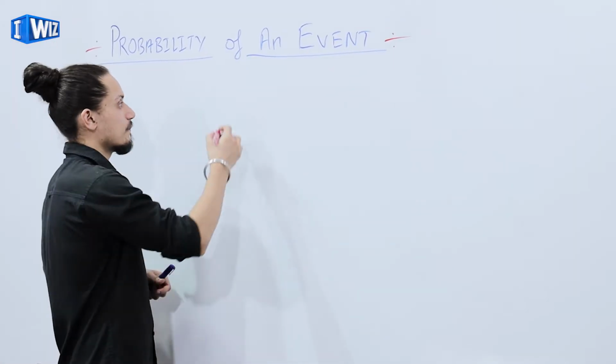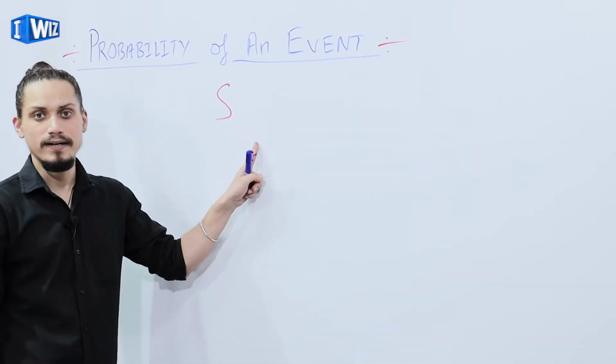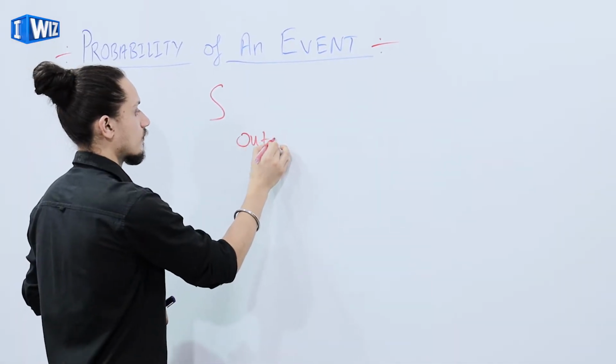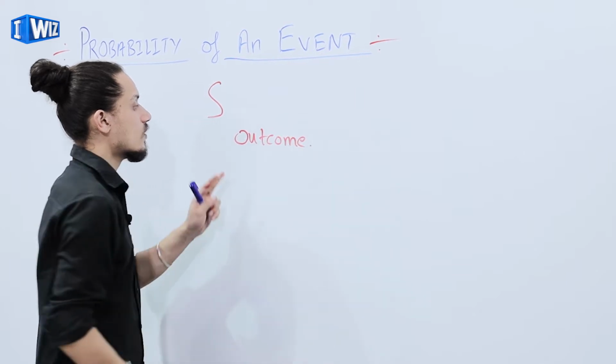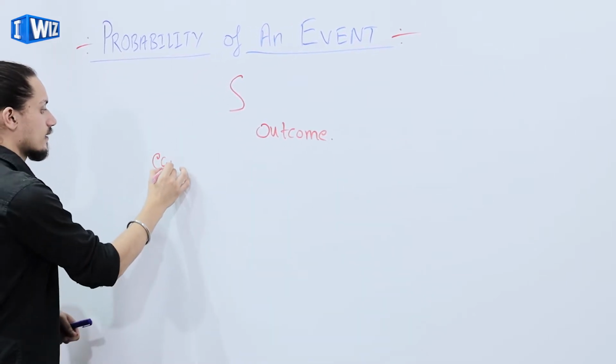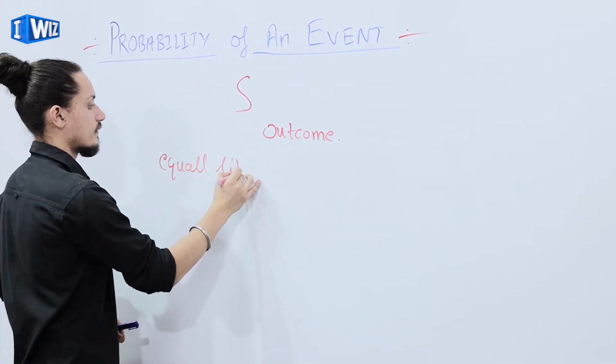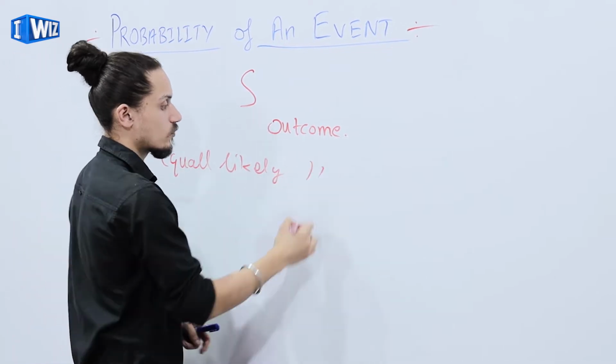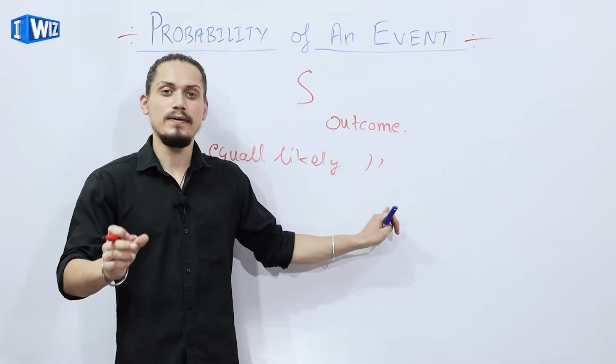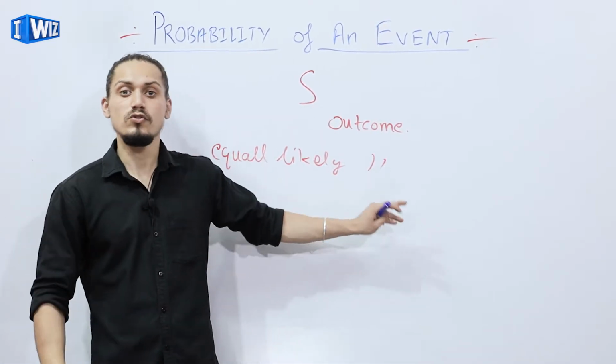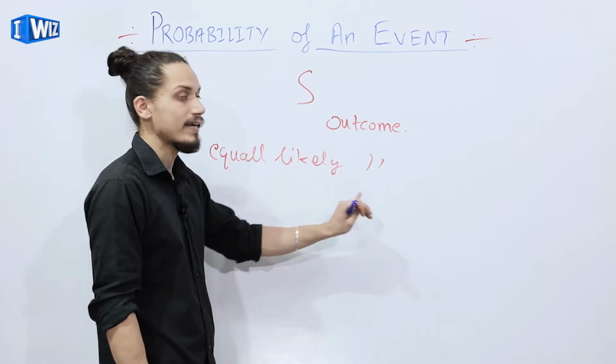Now we know in a sample space S, every element is called an outcome. Equally likely outcomes means that if each outcome has an equal probability, those outcomes are called equally likely outcomes.